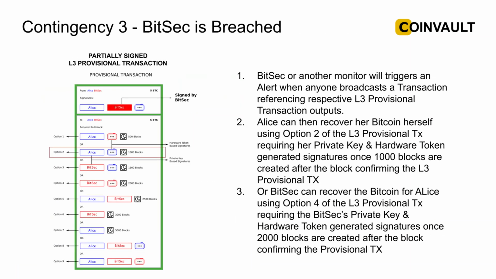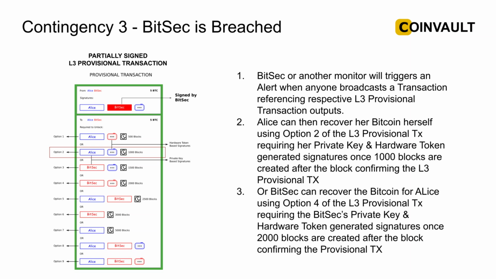Finally, let us assume BitSec is breached, and all the data inside its systems is stolen. So its private keys, and partially signed L3 provisional transactions from all its customers, are now in the hands of the adversary. Now, all that the adversary can do is sign the partially signed L3 provisional transactions with BitSec's respective private keys, broadcast them, and hope that BitSec or its customers do not recover the Bitcoin from these transactions, using options 1, 2, 3, 4, 5, 8 or 9, and he can spend from the L3 provisional transaction, using option 6, requiring just BitSec's private keys, once 3,000 blocks are created after the block confirming the respective L3 provisional transactions.